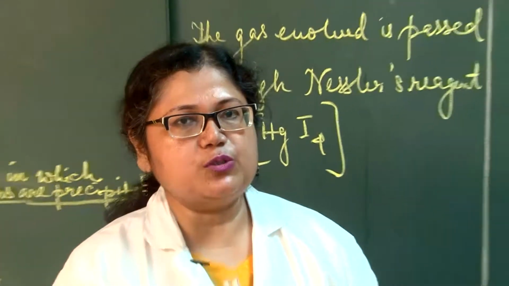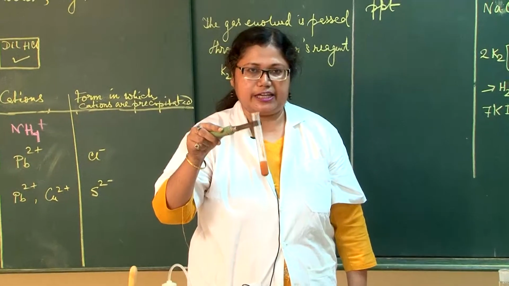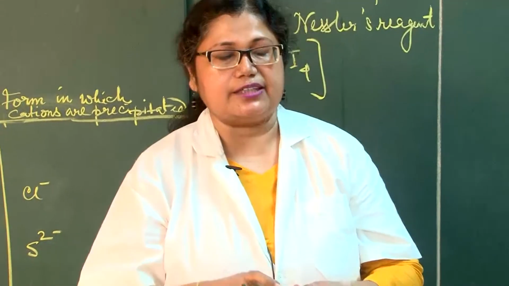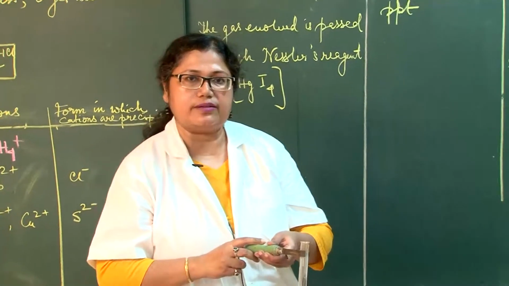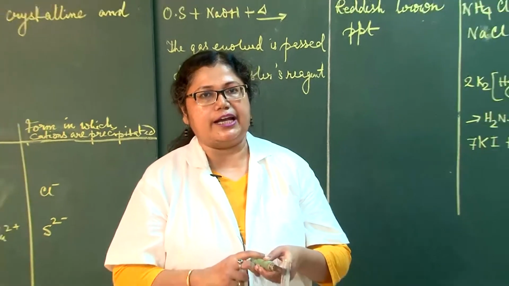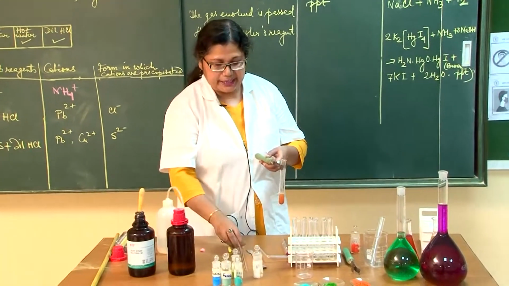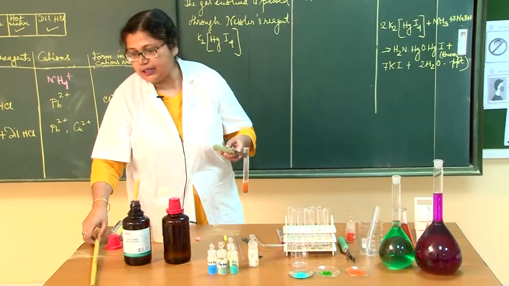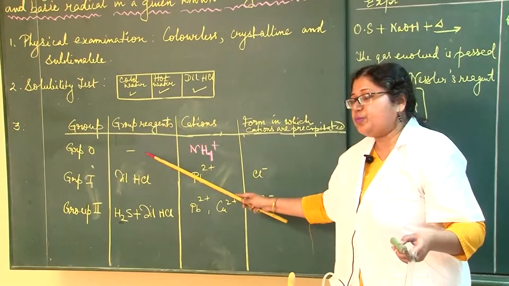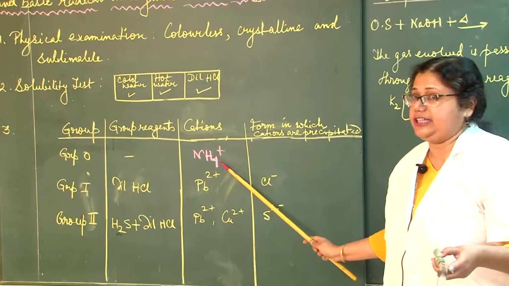So, we have concluded the experiment by detecting the basic radical as NH4+, which is the cation of the sample, and the anion of the sample was already detected in the first part of the experiment, and we got the anion as chloride ion. Now, students, why do we take NH4+ in group 0 and there is no specific group reagent for this group 0, that is the cation NH4+?